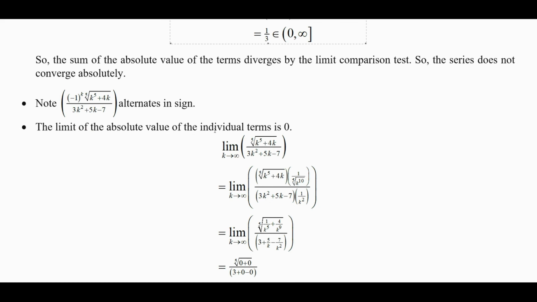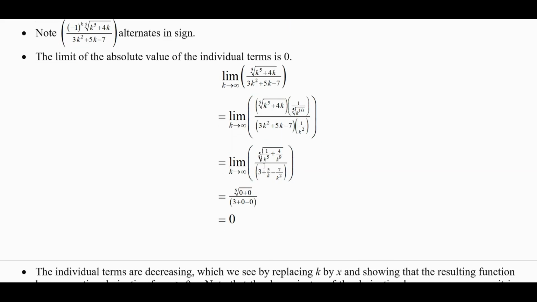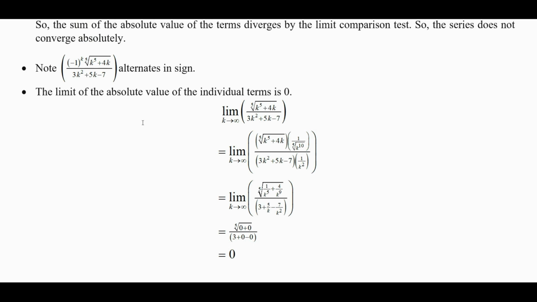The limit of the absolute value of the terms is 0, which we can see by just looking at this. So looking at this here, we multiply by 1 over k squared again. Here I'm going to think of k squared as the 5th root of k to the 10th at the top. So this is 1 over k to the 5th, 4 over k to the 9th. That's all going to go to 0. And then this is going to go to 3 in the bottom. So this is 0 over 3. That's 0. So the limit is 0.